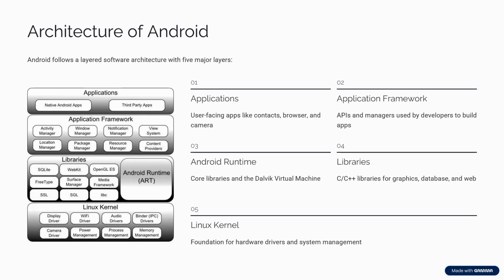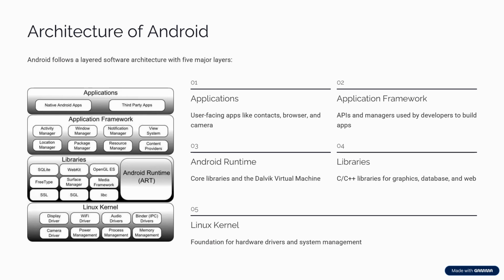The next comes the architecture of Android. Android follows a layered software architecture. Understanding this architecture helps developers understand how Android applications interact with the hardware. The major layers are applications, application framework, Android runtime, libraries, and Linux kernel.